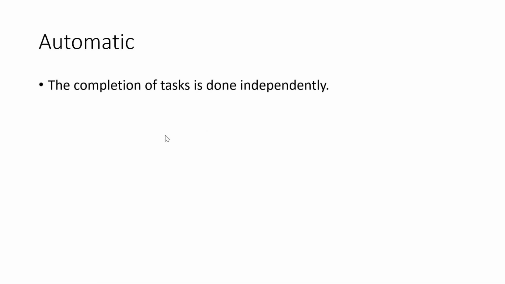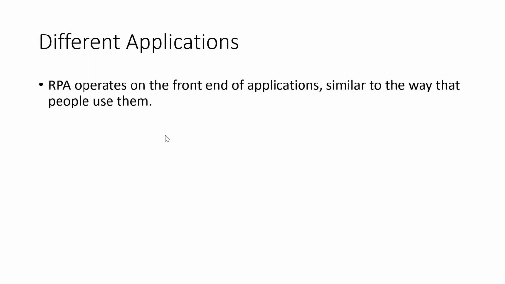Automatic, in the sense, is just scheduling the bot to run automatically. So that's where we say automatic. Different applications means, as I said, applications developed using different technologies. Still we will be able to automate. UiPath supports all kinds of technologies so that we can automate it.